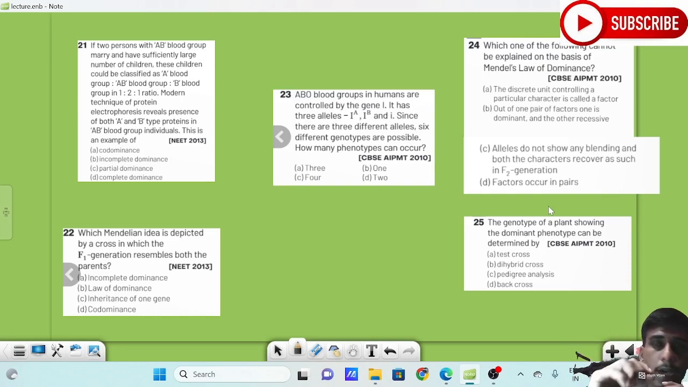So in order to find the genotype of the progeny, we need to cross the progeny with the recessive parent, and this cross is known as test cross. If the progeny is heterozygous, then the test cross ratio will be 1:1. And if the progeny is homozygous, whether recessive or dominant, there will be no ratio. Every coming progeny will be the same. This is the condition in test cross. So the option is option number A.